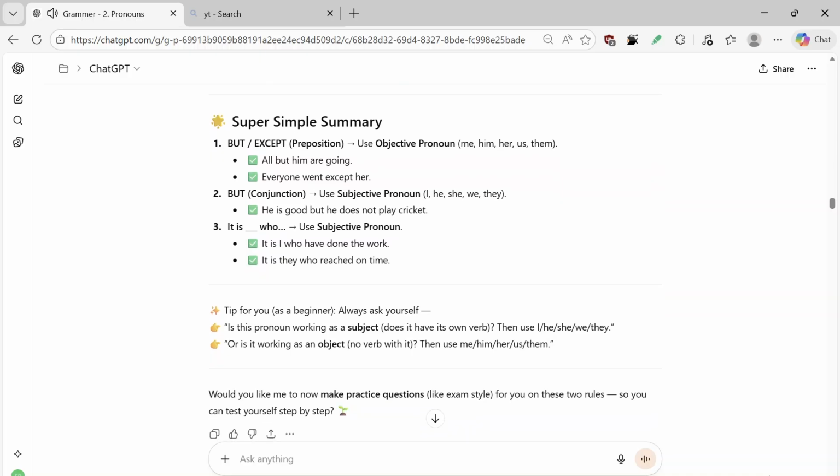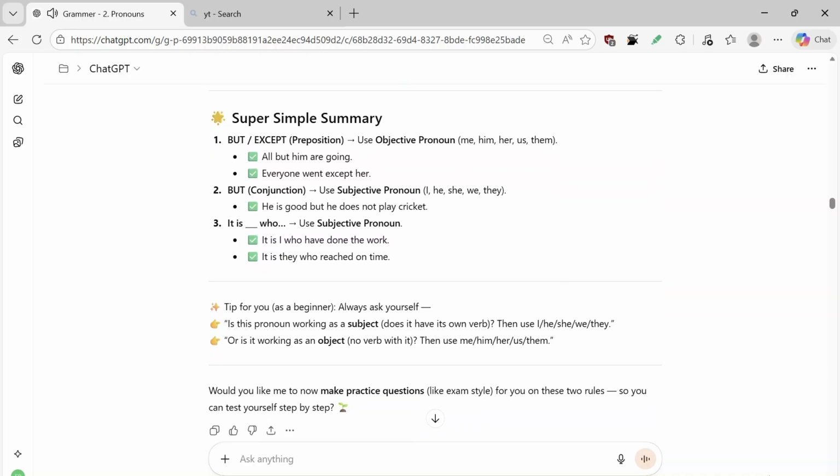Super simple summary. One: "but" or "except" as a preposition uses an objective pronoun: me, him, her, us, them. "All but him are going." "Everyone went except her." Two: "but" as a conjunction uses a subjective pronoun: I, he, she, we, they. "He is good, but he does not play cricket." Three: "it is who" uses a subjective pronoun. "It is I who have done the work." "It is they who reached on time."